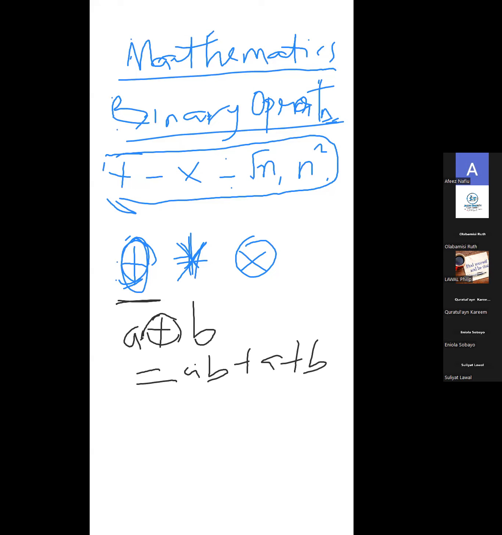What are your A and B? Your A and B, or any letter at all, it can be P and Q, it can be M and N, it can be any letter.